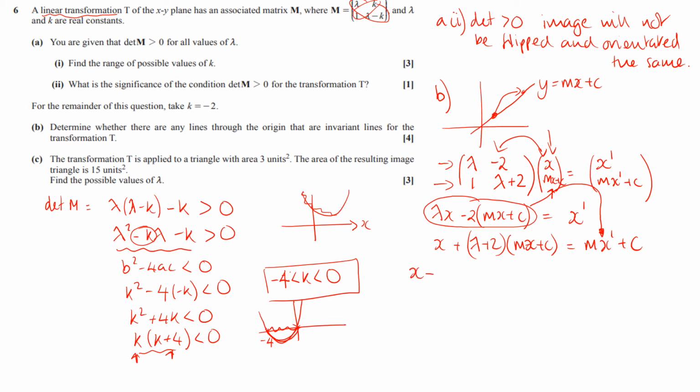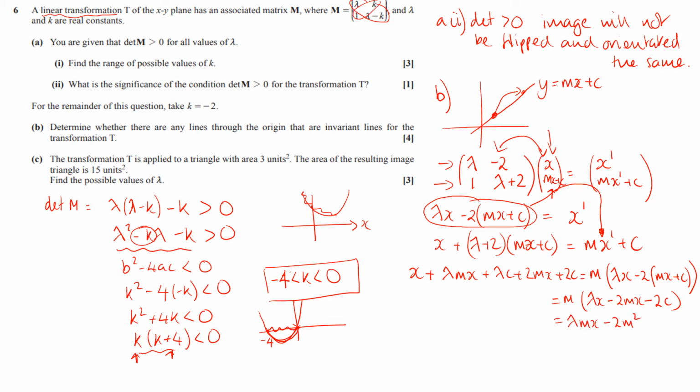So we've got x plus, now expanding this out, you'll have lambda mx plus lambda c plus 2mx plus 2c is equal to m. Now we're using this as our x dash on the top line, lambda x minus 2 times mx plus c. So let's have a look at the right hand side. You've got m lambda x minus 2mx minus 2c, and then taking the m in, lambda mx minus 2m squared x minus 2mc, and that's equal to everything on the left.